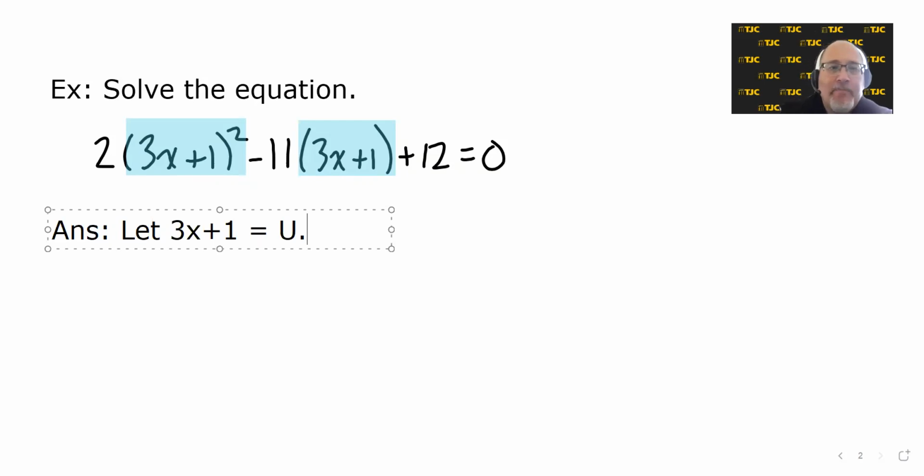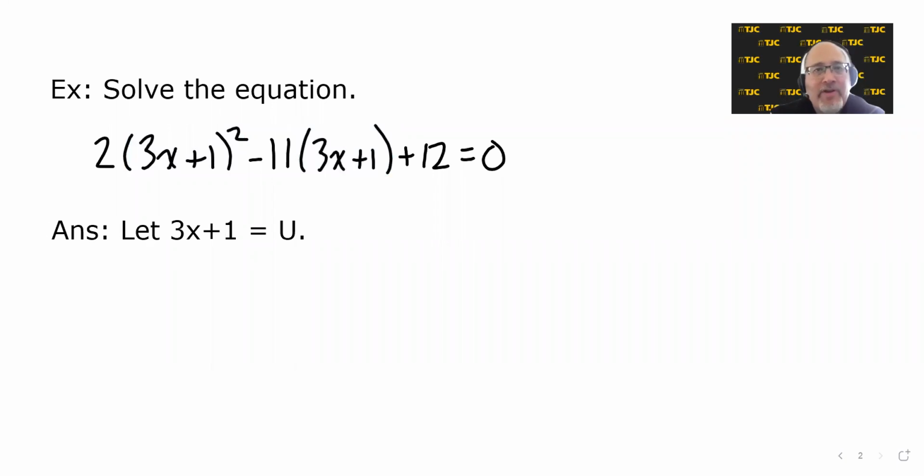Now, what does it mean when we say let 3x plus 1 equal u? That means that we can go to any place in the equation, find a 3x plus 1, and replace it with the letter u. Now, I'm going to highlight the 3x plus 1s in yellow. Not the square, just the 3x plus 1s. And this substitution says anywhere we see a 3x plus 1, you can replace it with a capital U or whatever letter you choose to use. For some reason, U is the default.